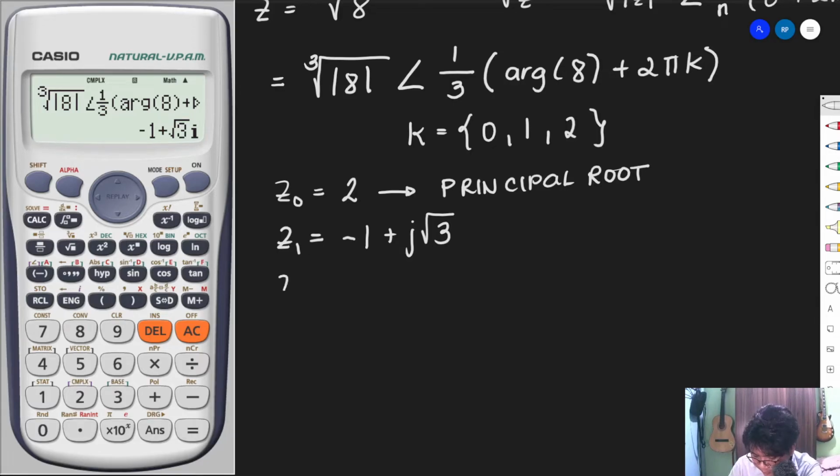Okay, so next, we have the third root. Z sub 2. Okay, so, sir, why the third root? It's only Z sub 2. Remember, we started at 0, which is the principal root. Okay, so, game, calc 3, or rather 2. Oops, I made a mistake. Calc 2, so equals negative 1 minus j square root of 3.